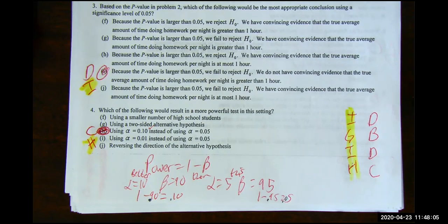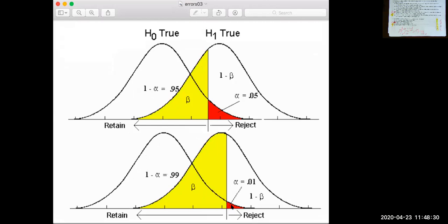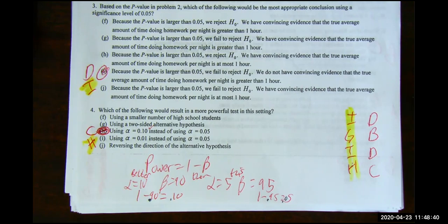Let's look at another image. More relationship between alpha and beta. Alpha is static, whatever we choose. 1 minus beta, 1 minus alpha. This is all that rejection region stuff. Let's choose another image, shall we?